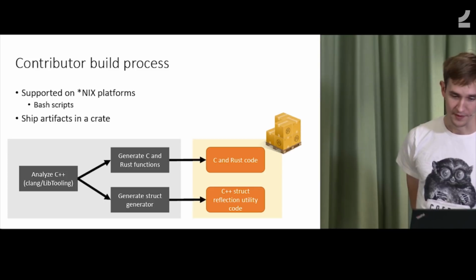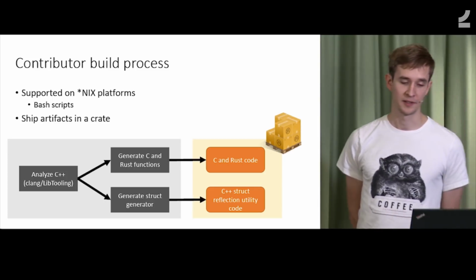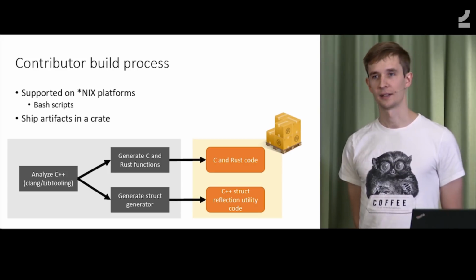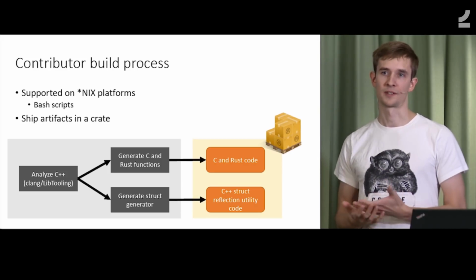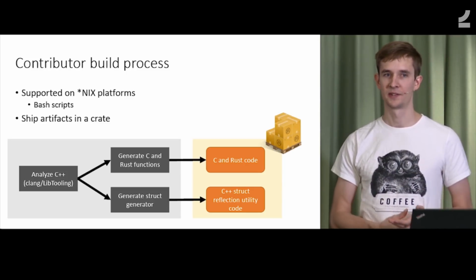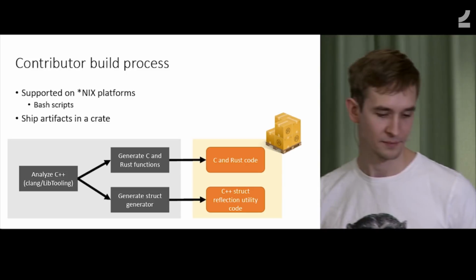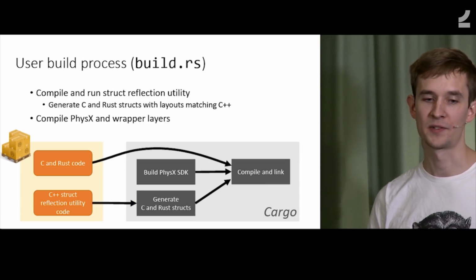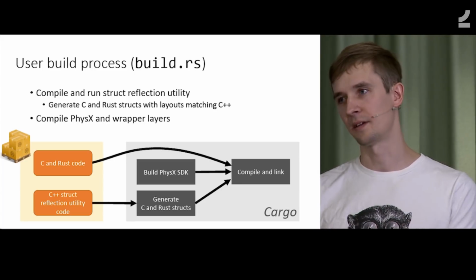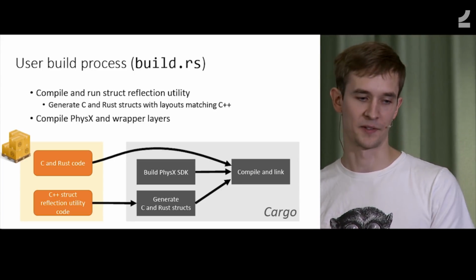So this whole pipeline will basically generate the C function wrappers and the little utility that will provide reflection over C++ types. And we put those things into a crate so that the end users don't need to worry about it. And then on the end user side, they just grab this crate, it contains those artifacts, and then just pass it into the actual build pipeline that the users execute.